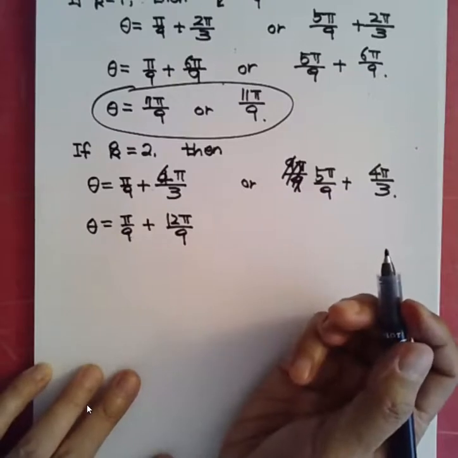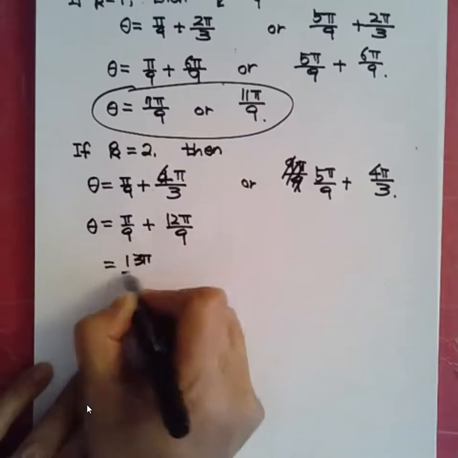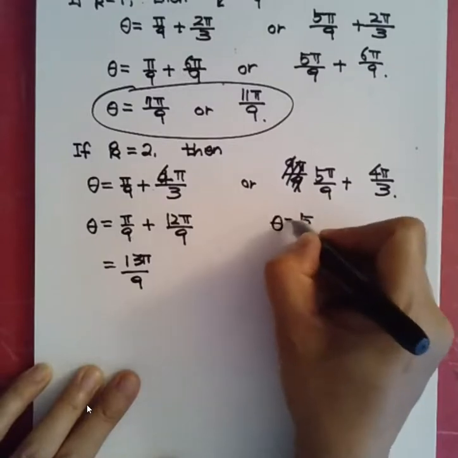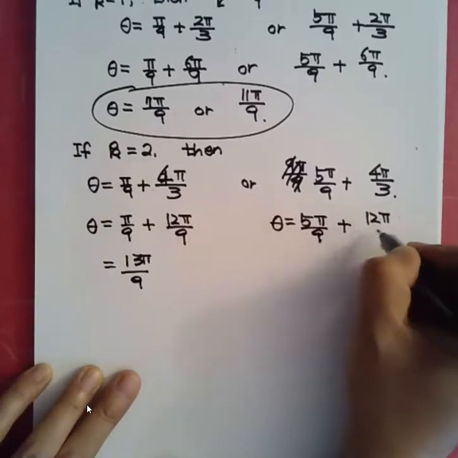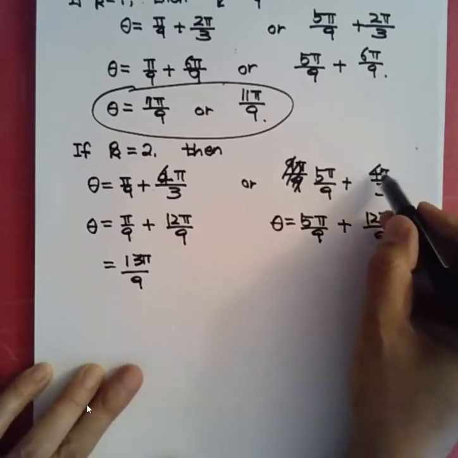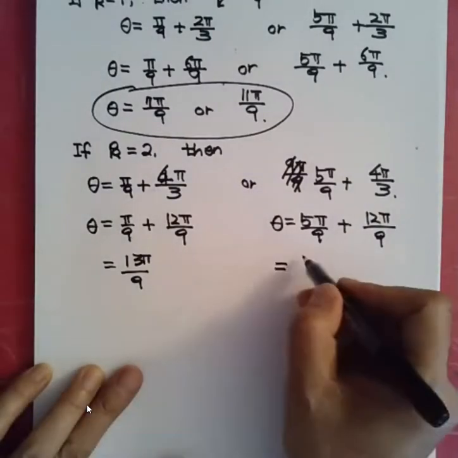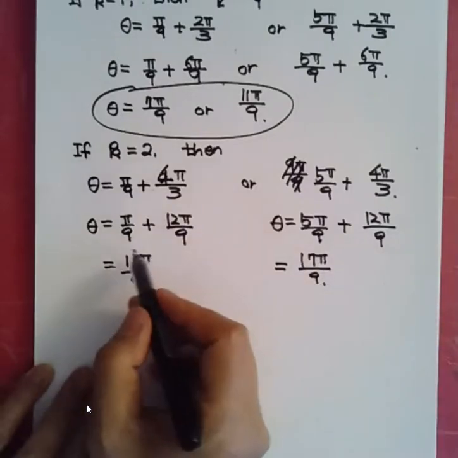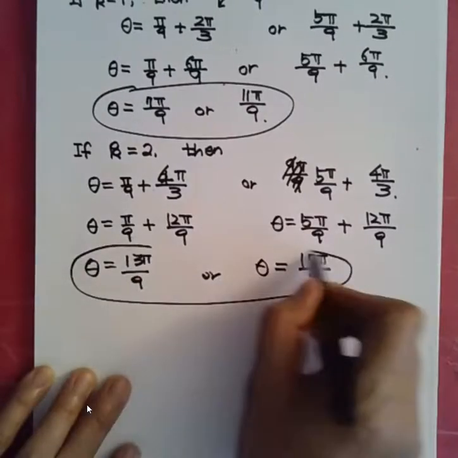So that becomes 13 pi over 9. For this one, theta equals 5 pi over 9 plus 12 pi over 9. I just multiplied the 3 to the numerator and denominator to get 12 pi over 9. Then that equals 17 pi over 9. So we have another 2 solutions.